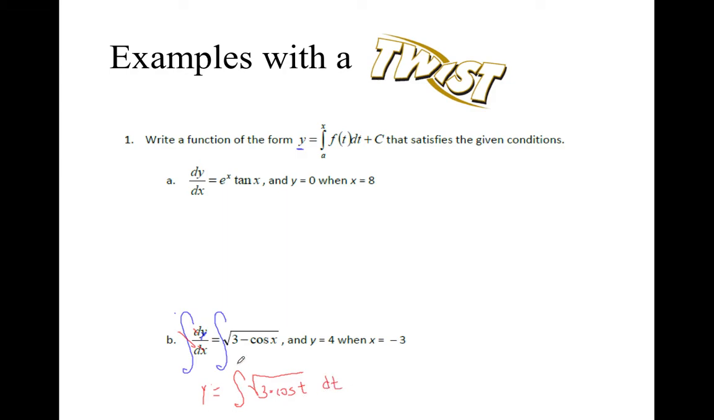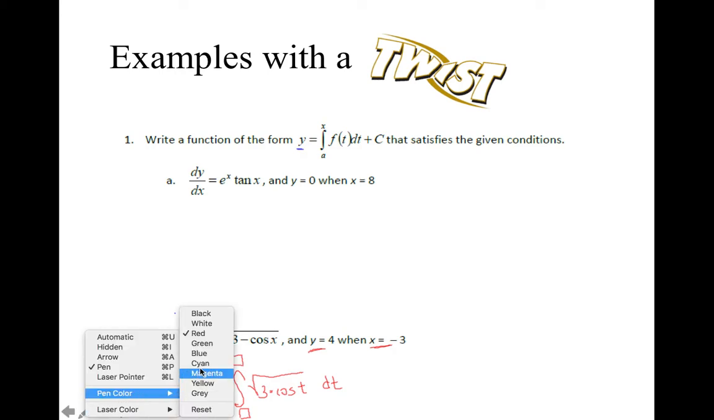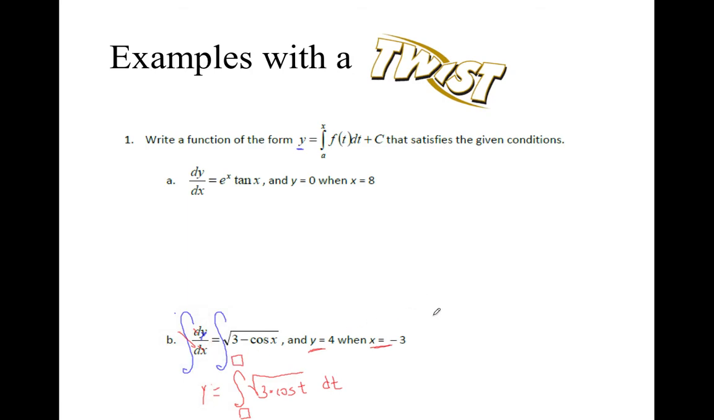But I have to put something here and something here. So what can I do? Let's look at the information they've given us. I'm going to go over here because I have more room. When y is equal to 4, when x is equal to negative 3, the constant has to be something.